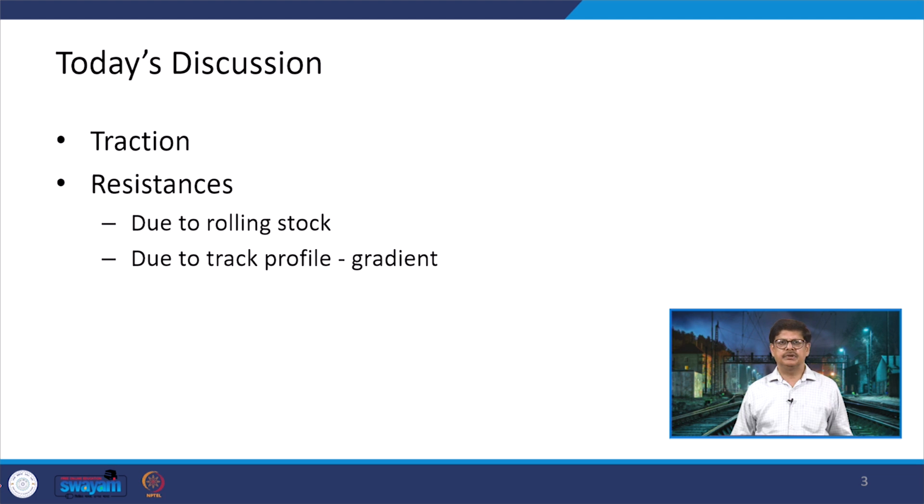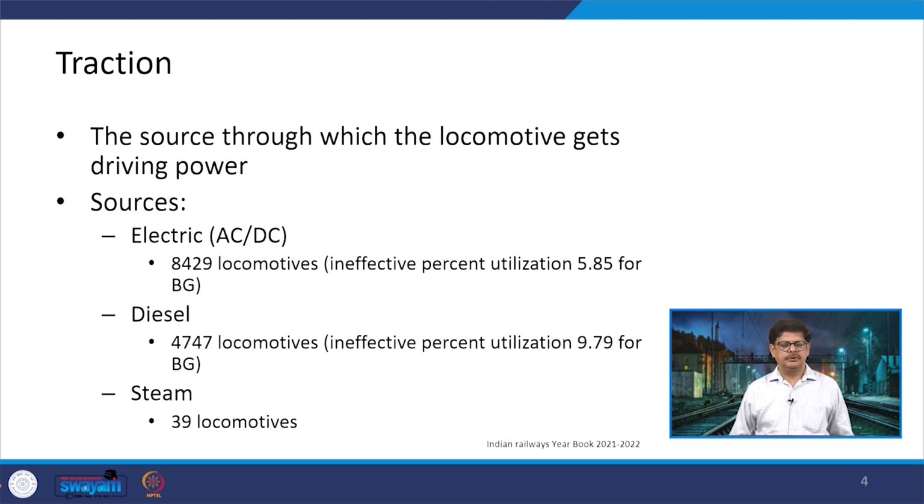Now, coming to the traction. Traction is a source through which the locomotive gets driving power. So, our interest is the driving power. Whatever the source at the back end is a secondary concern, but when we talk about sustainability issues, certain types of traction which have been used on the railways should not be used further.